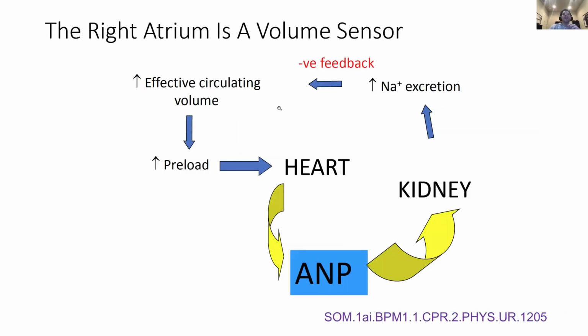Okay, we talked about ANP. So remember, it's going to sense hypertension. So its whole goal is to tell the kidney to pee out more water. By peeing out sodium, you're going to pee more water.